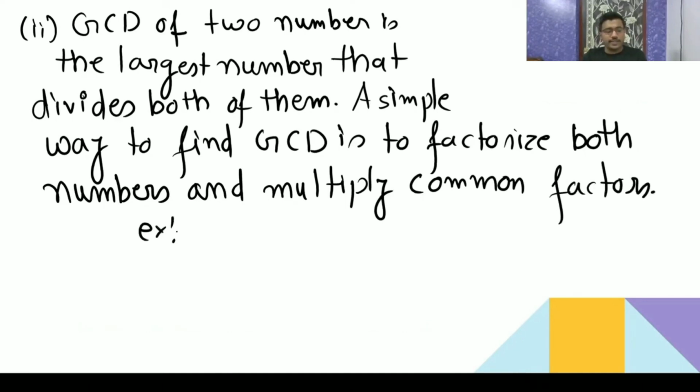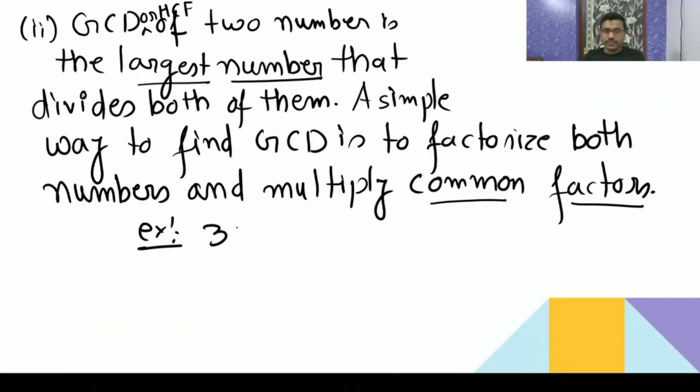What I am saying is, for given two numbers, how to find the GCD? The GCD of two numbers is the largest number that divides both of them. So GCD or HCF, both are the same. Whether they ask you about GCD or HCF, you should use this. A simple way to find the GCD is to factorize both numbers and multiply the common factors.